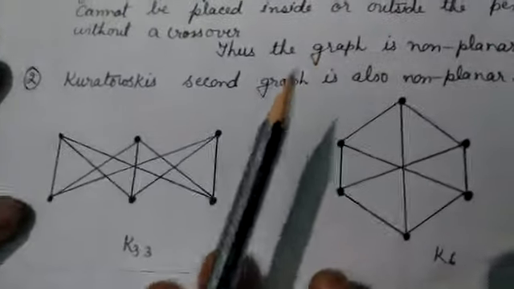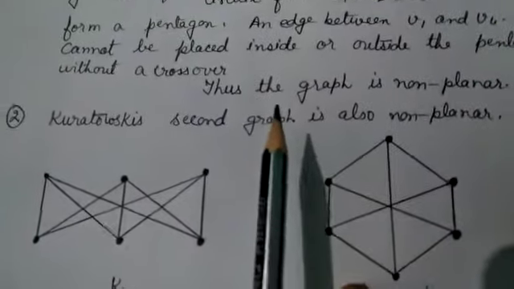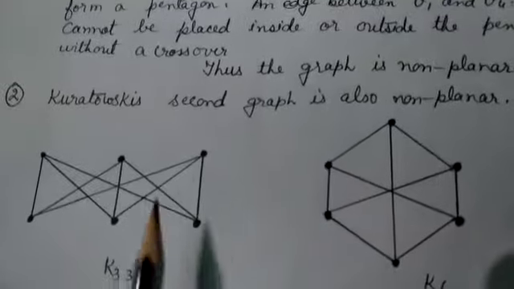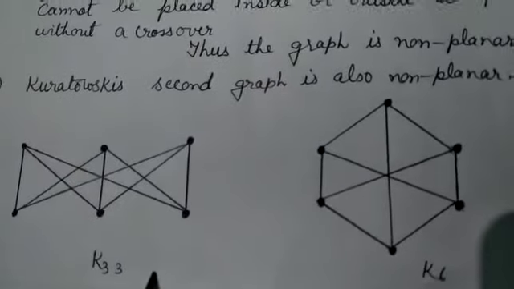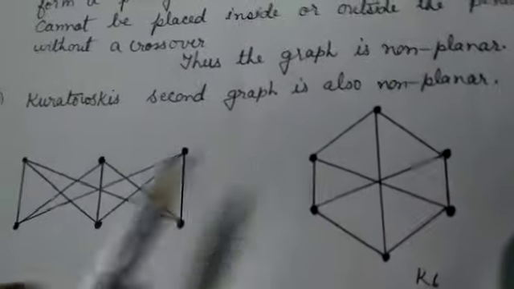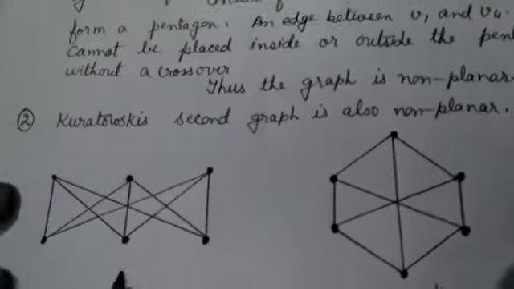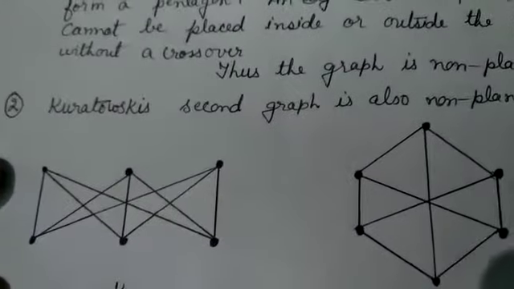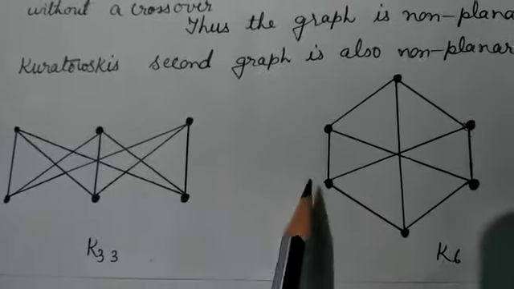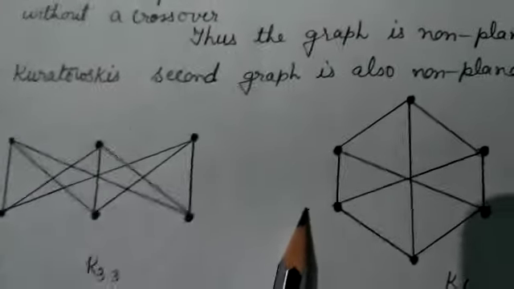Second one is Kuratowski's second graph. Here it is the K3,3 graph. Here we can see that two edges are crossing each other. So this K3,3 and K5 graph are non-planar.